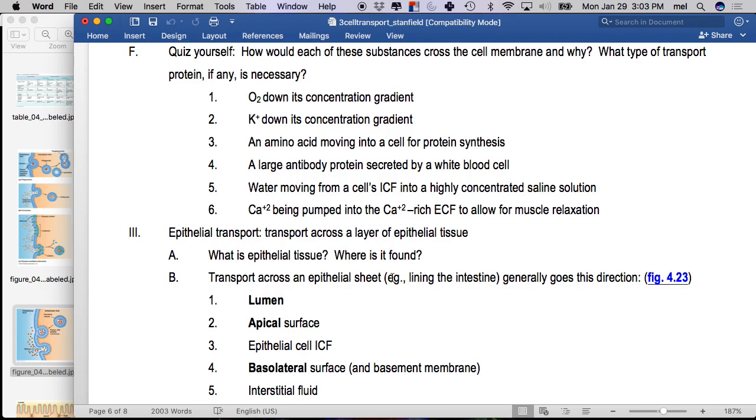So regardless of size, regardless of whether it's big or small or ugly or pretty, in order to get it to go against the concentration gradient, you are going to have to use what kind of protein? Carrier protein plus ATP, which is a pump. Yeah? Carrier plus ATP. Got it?